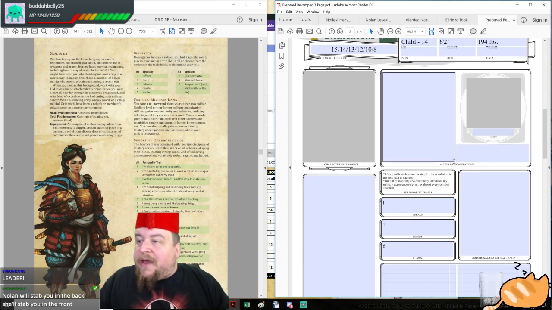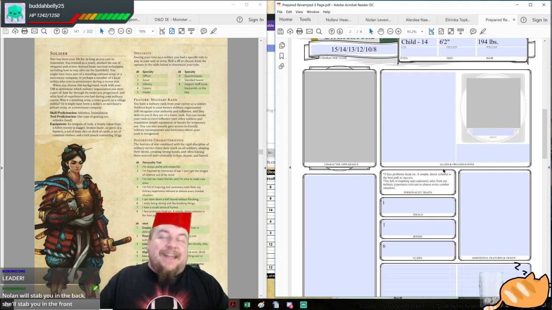Nolan will stab you in the back, she'll stab you in the front. It's a practical solution, right? Oh, this door's stuck. Oh, well, I'll turn into a bear. Door's unstuck. Nice and practical.